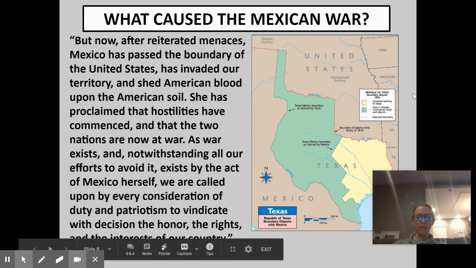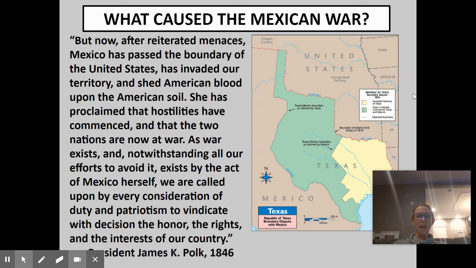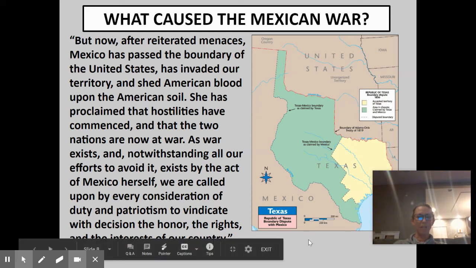And Mexico, of course, takes this as an act of war, fires upon the troops, and then Polk is able to convince Congress that now we need to fight back. And that's what this says here. Mexico has passed the boundary of the U.S., has invaded our territory, and shed American blood upon the American soil. And with that, Congress declares war on Mexico.